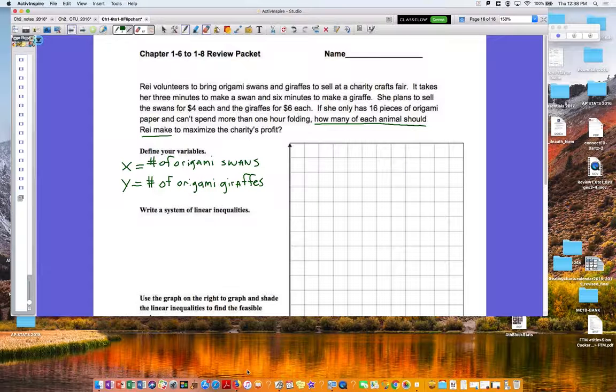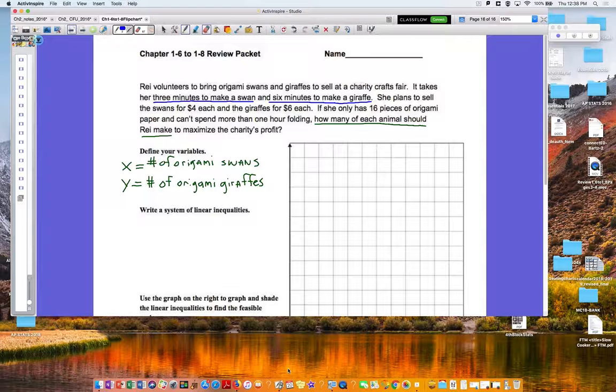So now we start to do the inequalities here. First and foremost, it says it takes her 3 minutes to make a swan and 6 minutes to make a giraffe. Okay.